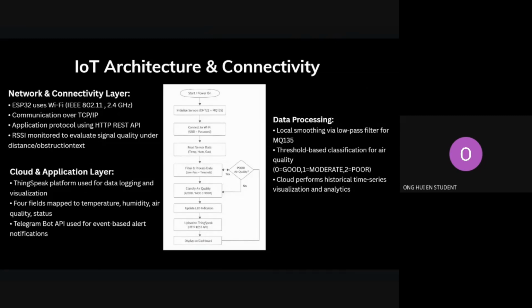So for the data processing, which is edge computing, it is to handle the noise from the MQ135 sensor. We apply a low pass filter at the edge node. We also perform the threshold-based classification. This can reduce the cloud computation and enable local real-time decisions such as turning on the LED and sending alerts.